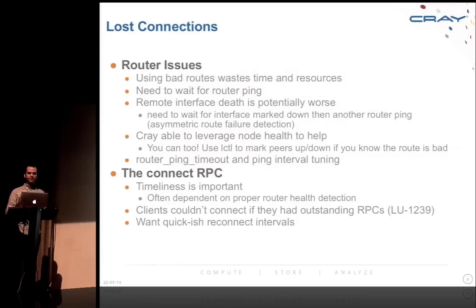So in more detail, with router issues, using bad routes is a big waste of time, and you're consuming interface or peer credits, hogging resources. So detecting bad routes quickly is really important. Lustre does this by utilizing a router pinger, but the router pinger is kind of slow. I think the default is something like 2 minutes to detect a bad route in the worst case.